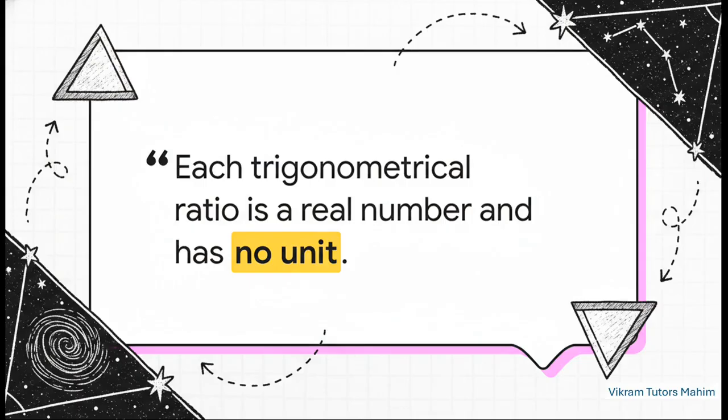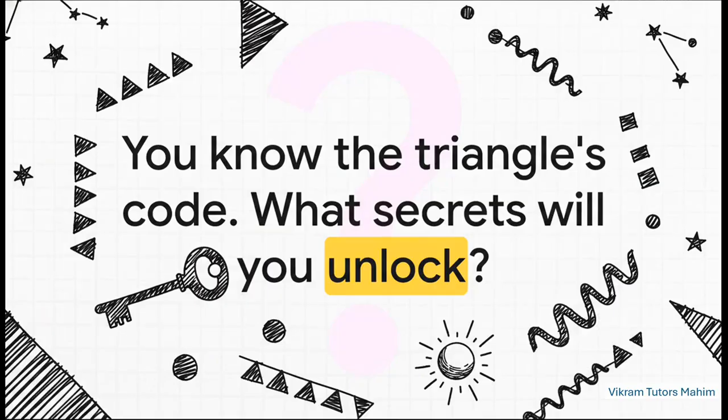It's a universal truth. So there you have it. The secret code of the triangle? Well, it's not so secret anymore. It's a beautiful, logical system for seeing the world in a whole new way. You have the keys now. The only question left is, what secrets are you going to unlock with it?